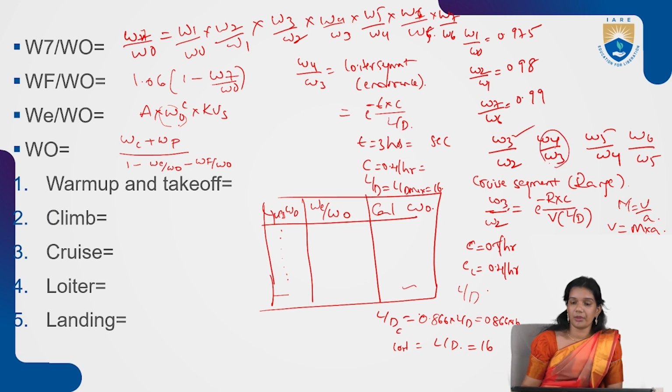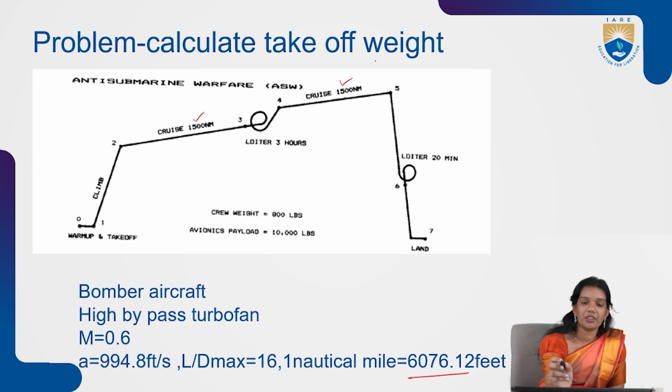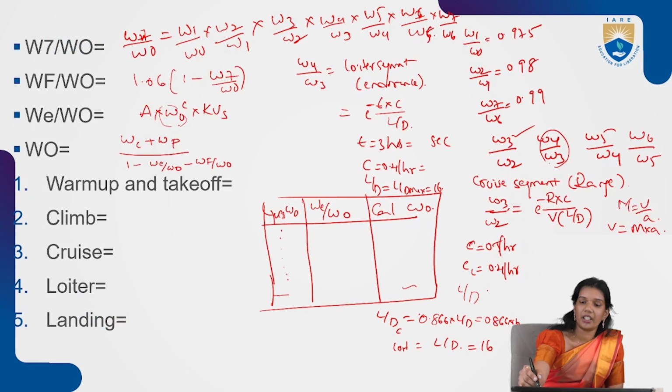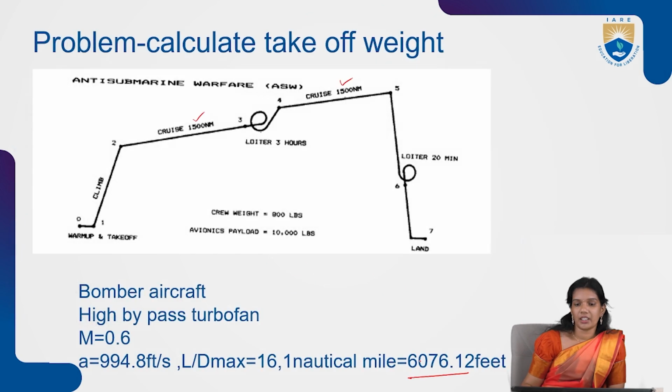Then what is the next segment? W5 by 4. What is 5 by 4? Cruise, again, the range is the same, 1500, so it is not necessary to calculate again. It is going to be the same value. W5 by 4 is nothing but your W3 by 2 because my range is the same. Then what is next? 6 by 5.